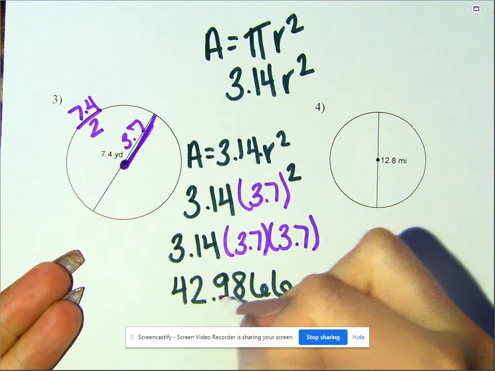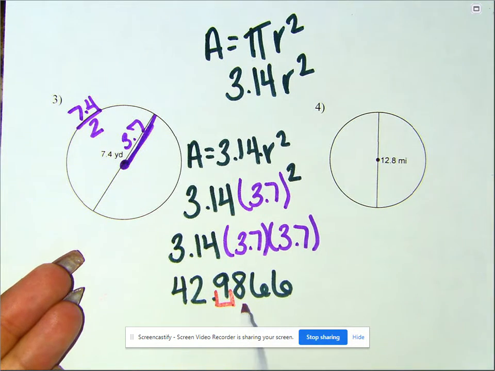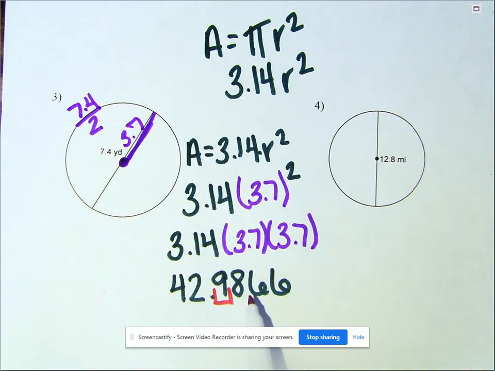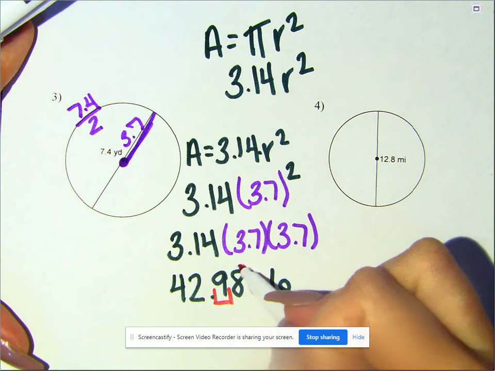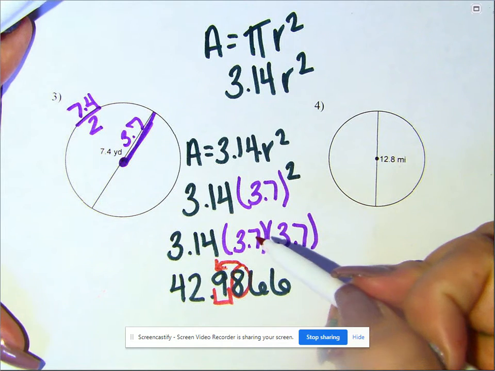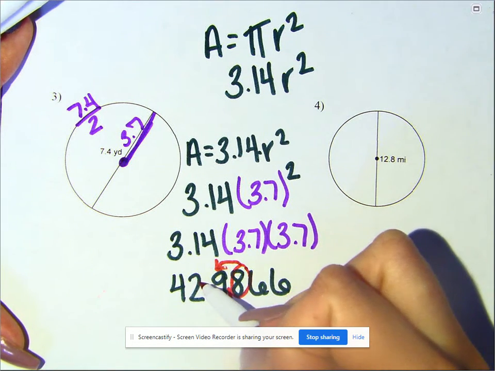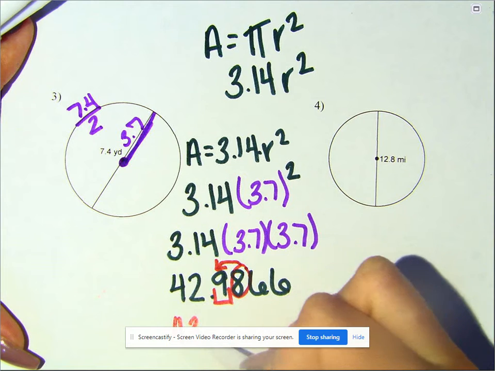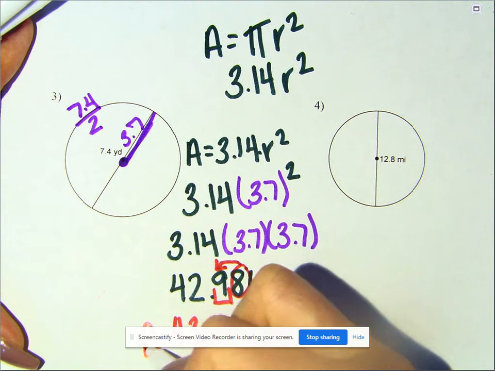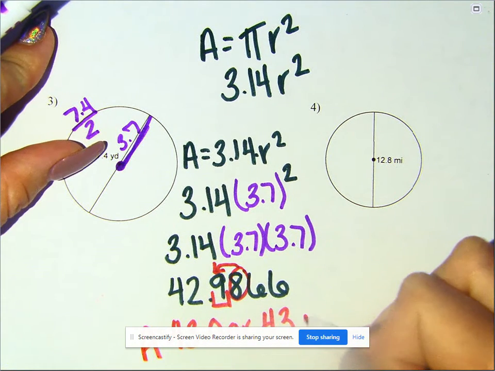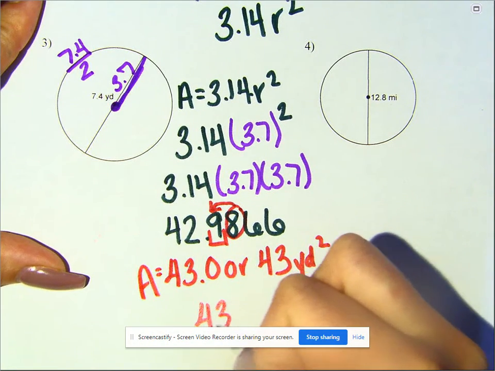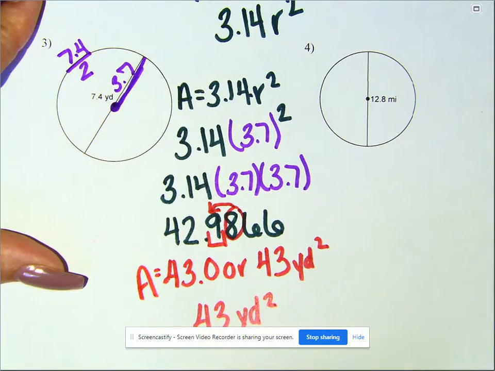So I need to find what's in my tenths place, which is 9, and the hundredths place value is 8. Same saying, 5 or more, raise the score. 4 or less, let it rest. So the 8 is 5 or more, so it's going to raise the score. 9 is going to raise to a 10, which means it's also going to be brought over to the ones place. So 43.0, or just 43, is my rounded answer for this problem to the nearest tenth. It used yards, and I'm going to square it. Okay, so again, let's just say 43 yards squared is my final answer.